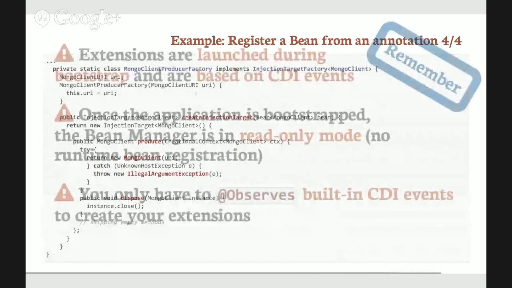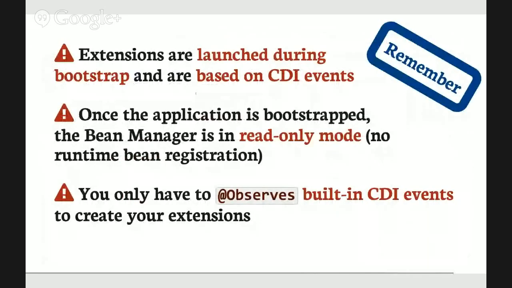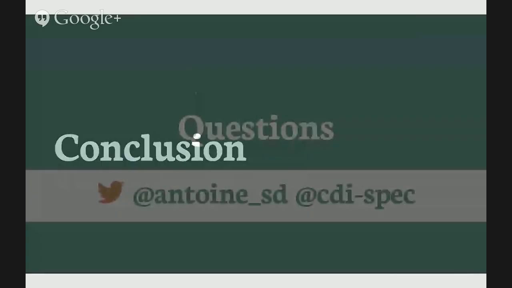So to finish, what you have to remember: extensions are launched during the beginning of the application, the bootstrap, and they are based on CDI events. Once the application is bootstrapped, when you are at runtime, everything in the bean manager is in read-only mode. All the metadata is read-only. You can create new instances, you can check the instances, but you cannot register new beans. And to create your extension, you only have to observe the built-in CDI events in the SPI and create your own extension. And it's finished.